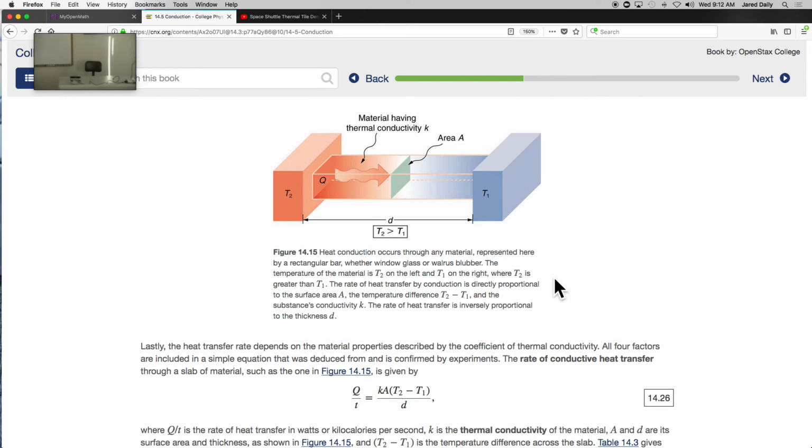Another thing that is associated with this is the amount of area, the cross-sectional area, but that hopefully should be obvious. A very large wall will have more space to conduct heat through it than a very, very small wall. But area does make a difference.